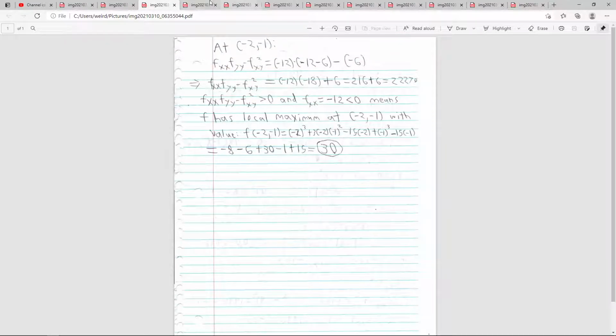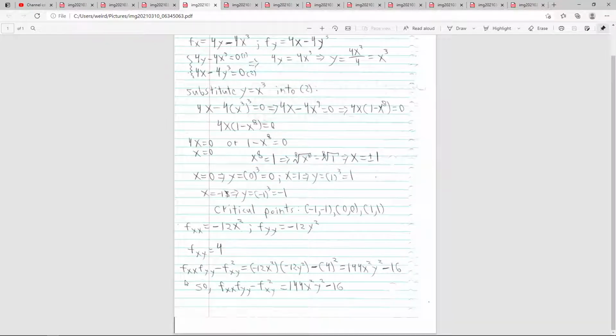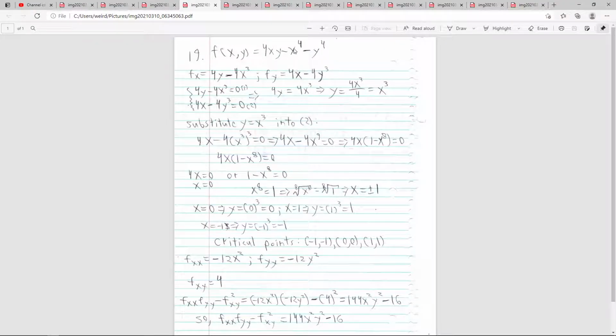And then the last one, you have a function. Okay, it's not too terrible. It doesn't look like it, at least. 4xy minus x to the fourth minus y to the fourth. So take the derivatives, and yeah, cubes.